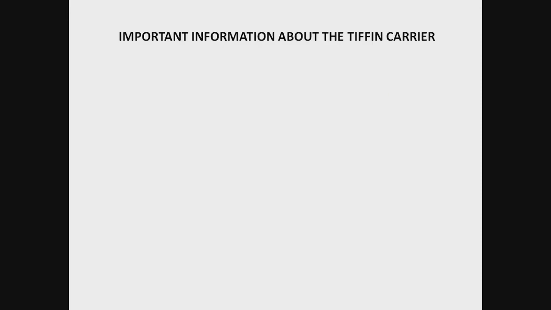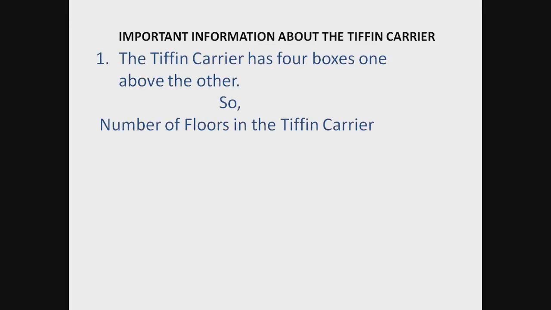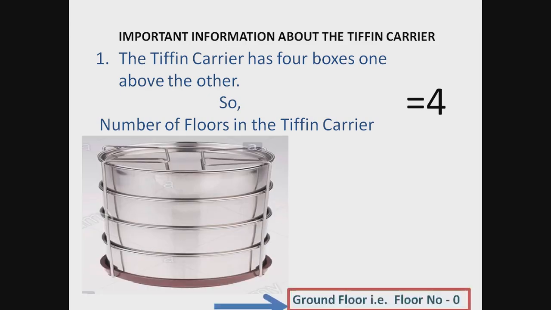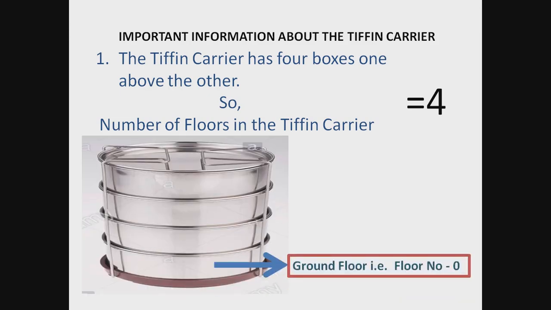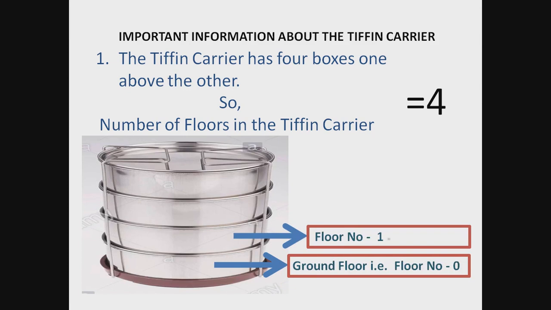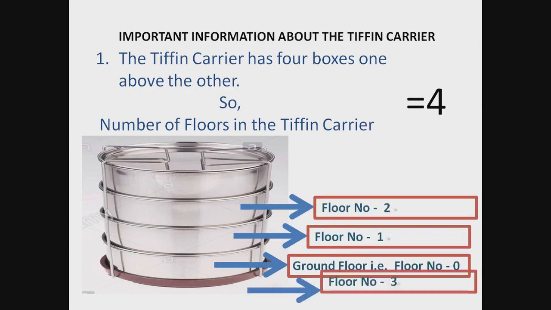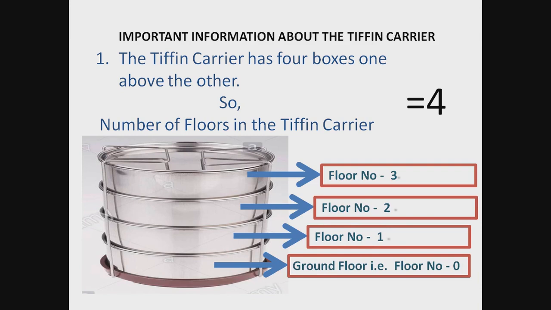So, let us see some important information about the tiffin carrier. First information, the tiffin carrier has 4 boxes, each of them kept one above the other. So I can say, how many floors does the tiffin carrier have? The tiffin carrier has 4 floors. This is the ground floor of the tiffin carrier, that is floor number 0, floor number 1, floor number 2 and floor number 3.